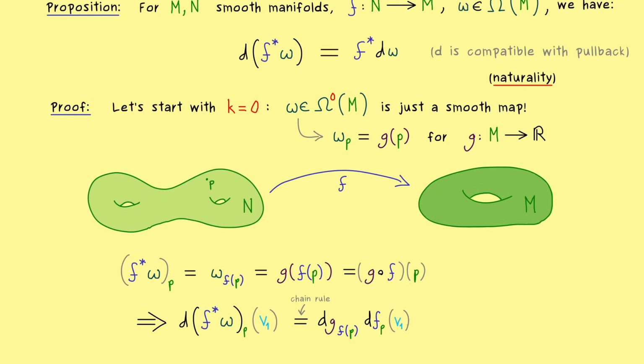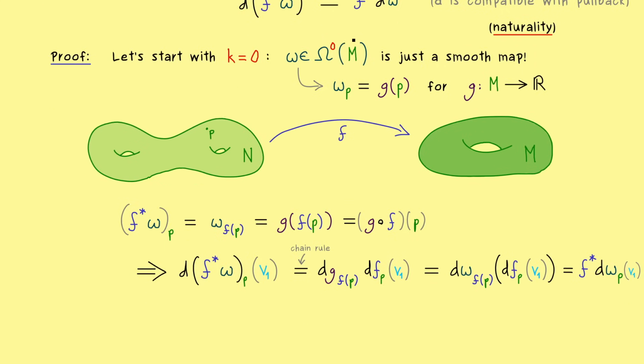And if we do that on the right-hand side here, you might recognize the definition of our pullback. Simply because dg is also equal to d omega by definition. So we have d omega at the point f(p), and we put in the tangent vector transported by the differential of f. And now if you recall the definition from above, this is just the pullback of d omega. Of course at the point p and evaluated at the tangent vector v1. And that's it. This shows the equality for zero-forms.